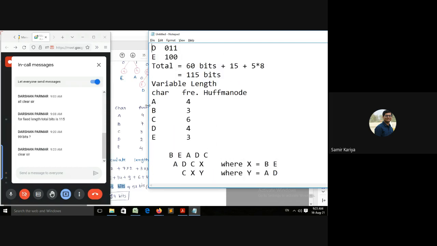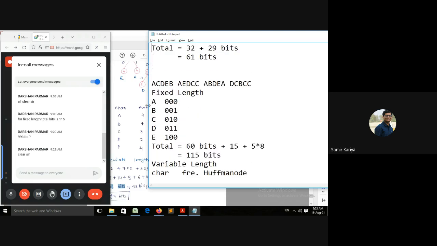And what's the answer for the fixed length? That's 115. And if you send it differently without any Huffman coding, then it requires 180. Sorry, 20 into 8, 160. Yeah, so this is the answer. Any query in the Huffman coding method, any doubt, then you may ask me. Otherwise, I want to close this topic here.